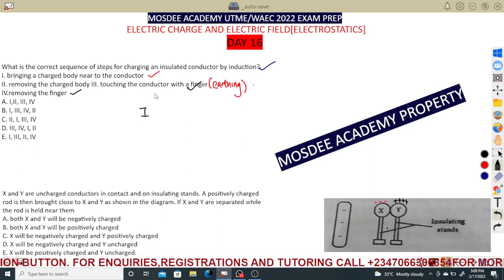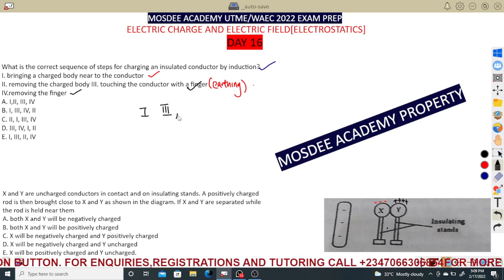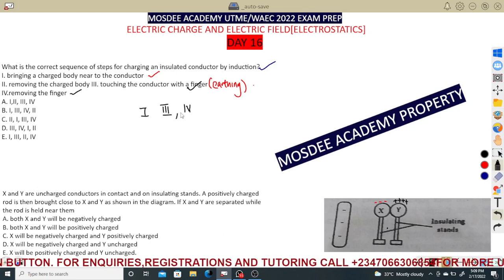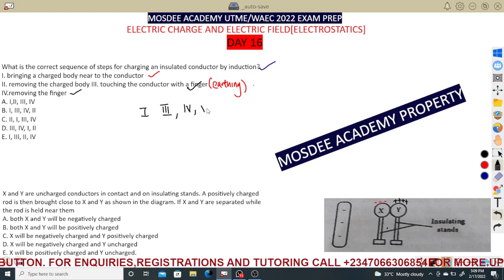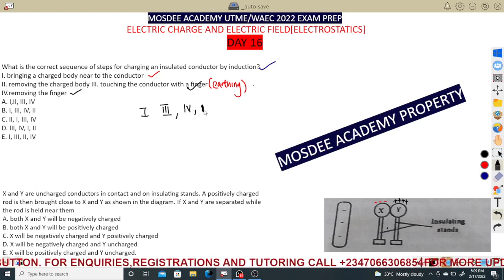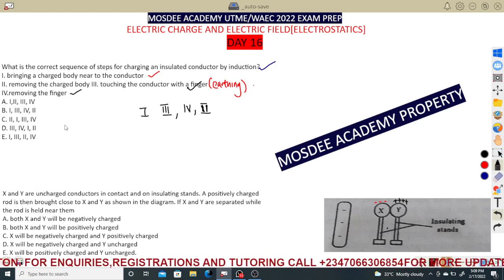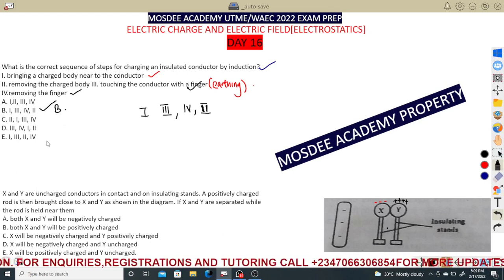The next is Roman figure 3. You touch it. When you touch it, you remove your hand. You are touching it not directly. So note that after removing your hand, you remove the charged body. So this is the process, and the last is Roman figure 2. So follow this sequence, and you just need to check the option that follows this. I don't think the answer is there, but this is the correct answer. Or maybe I'm the one that cannot see. I'm becoming old nowadays. Okay, choice B. B is correct. Thank you, guys.